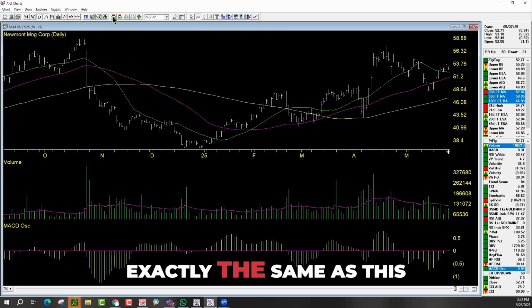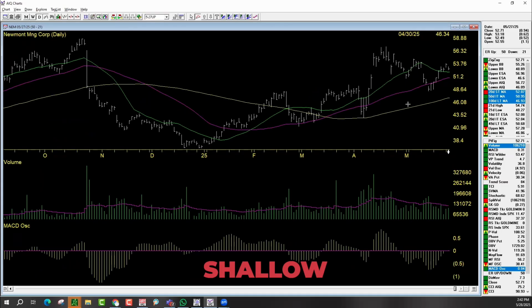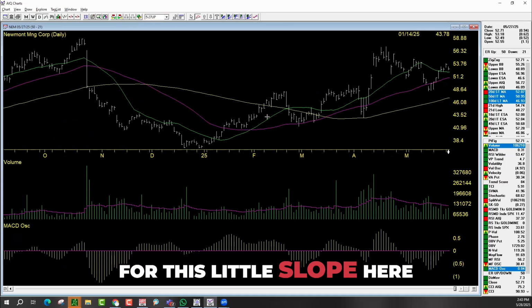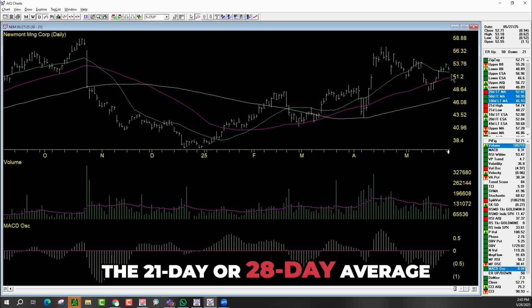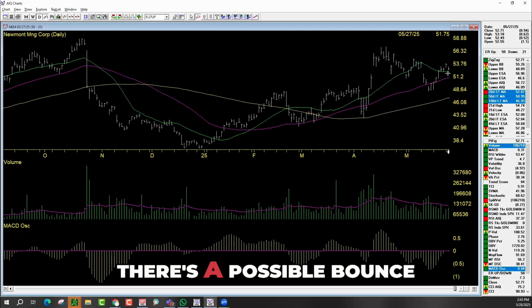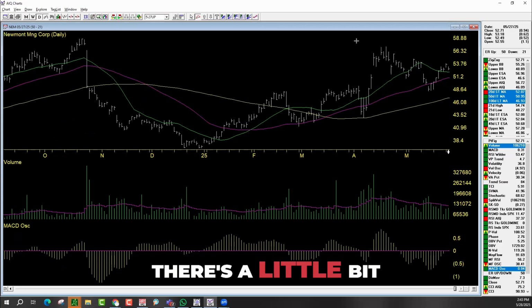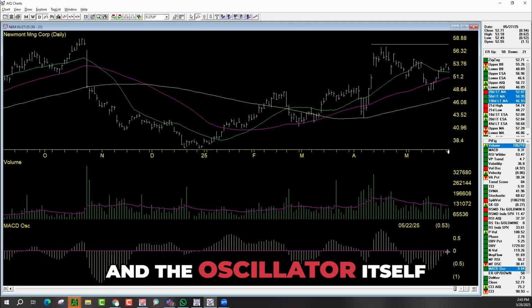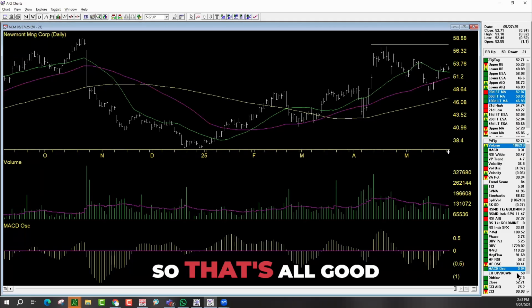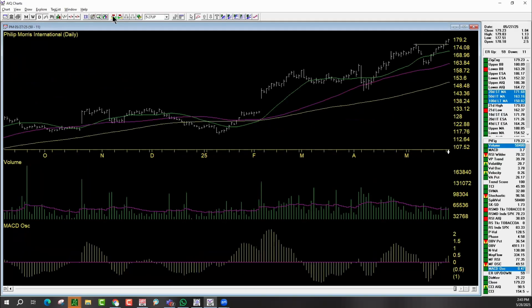So two more to look at here. Newmont. The gold group looks exactly the same as this. It's a shallow 35-degree angle on average for this sort of slope here. It's not doing anything spectacular. The 21-day or 28-day average, sorry, is right here. There's a possible bounce off of there for a buy candidate. There's a little bit of room on the upside here to 57. So by the time you get to here, you could be looking at maybe 52 to 57. Not a huge amount of room, but enough to take a few percentage points. Again, tight stops on all of these stocks. The volume was good, and the oscillator itself had just turned positive, only just. So that's all good. That's a pretty good candidate too.